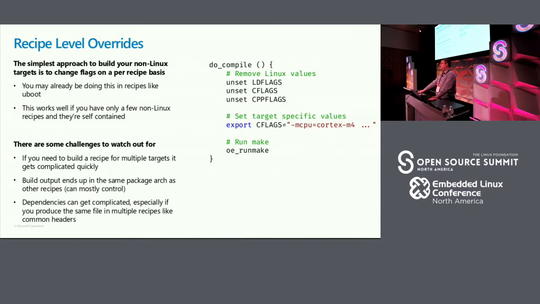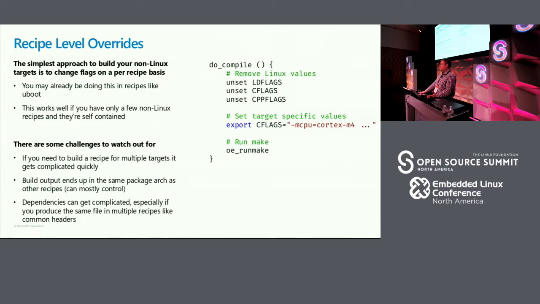Okay, so a recipe level override. This is the simplest solution you can do. And the idea is when you're building a recipe, and for those not aware, a recipe is simply a component that you're going to build in your system. And so, you're going to fetch some Git code, run configure, run make, that kind of thing.